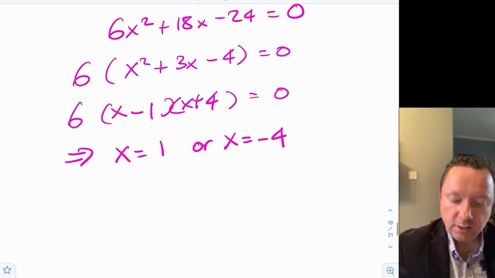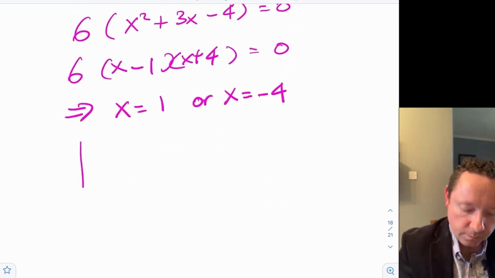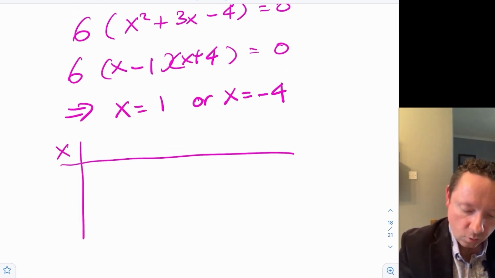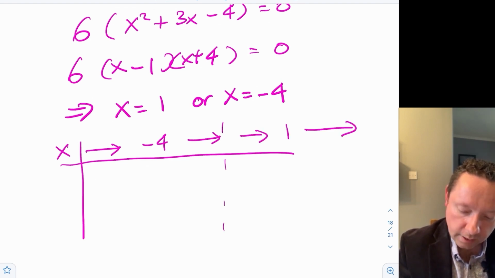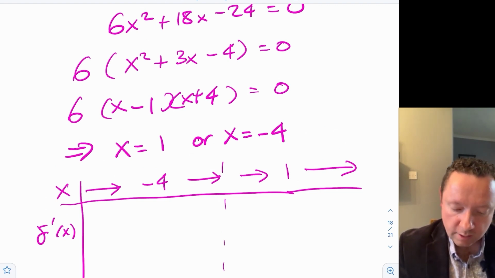So then there's two ways to go now. I'll give you both options. I'll use the nature table. If you're using a nature table, you'll go along to minus 4, along, and then along to 1, and then along. And then you're just going to examine the derivative. So looking at our derivative, a number before minus 4, let's try minus 5. Minus 5 minus 1 is minus 6.